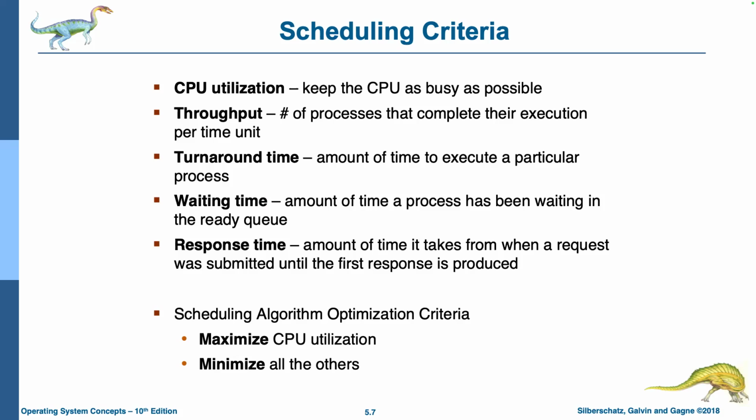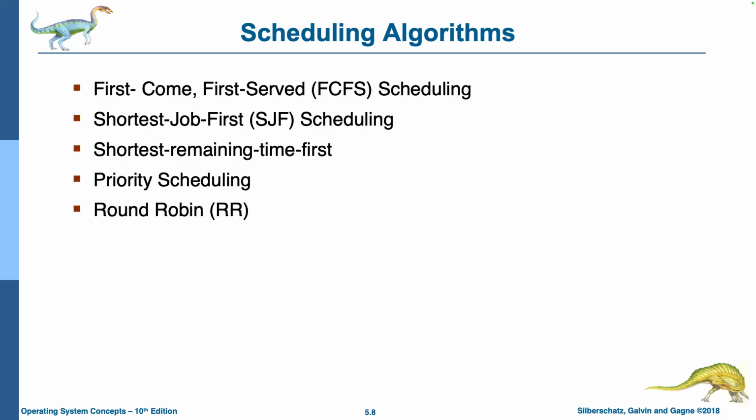So in total, one sentence: maximize CPU usage. Don't make it lazy, and minimize all the other times. We will discuss lots of scheduling algorithms that maximize the CPU usage and minimize all the other times.